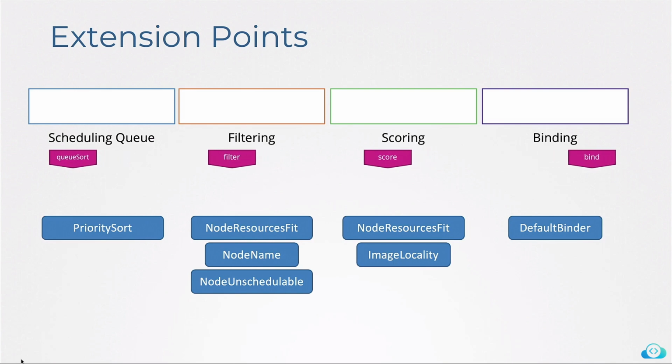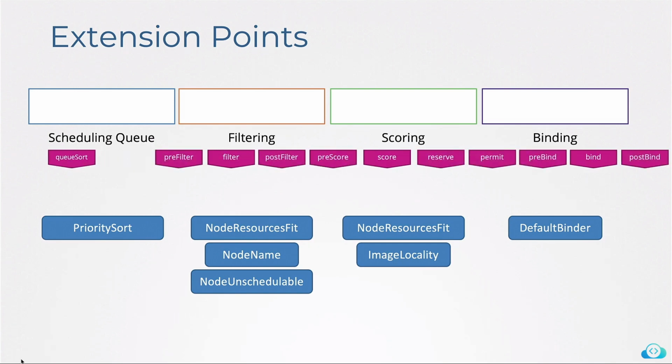As a matter of fact, there's more. There are extensions before entering the filter phase called the pre-filter extension, and after the filter phase called post-filter. And then there are pre-score before the score extension point, and reserve after the score extension point.